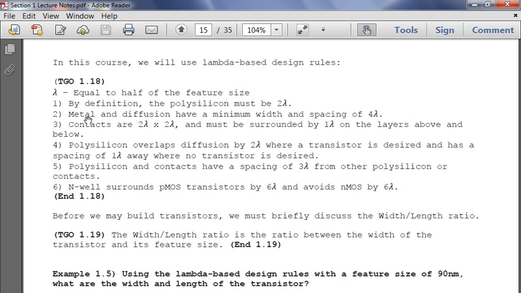Rule number 4. Polysilicon overlaps diffusion by 2 lambda where a transistor is desired and has a spacing of 1 lambda where no transistor is desired.